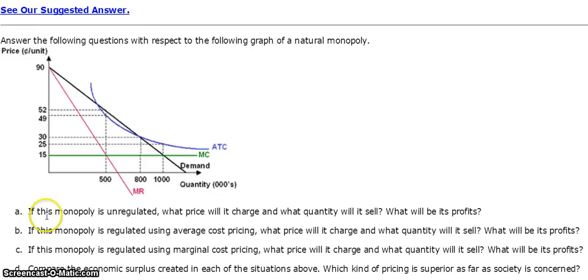Here's what they've got: unregulated, average cost pricing, and marginal cost pricing. Take a look and see if you can figure these 4 questions out. This would be a good test for you.